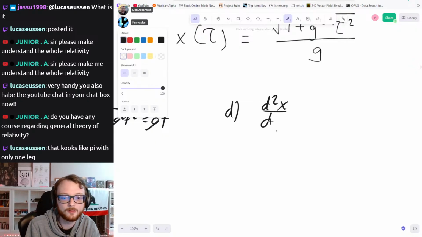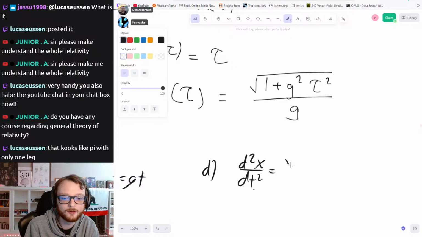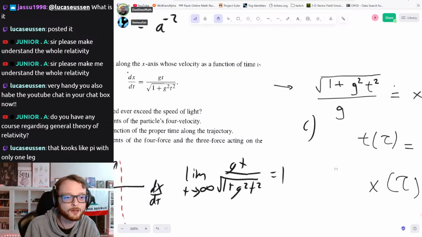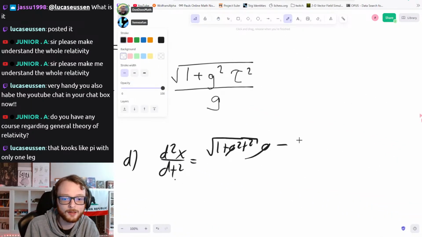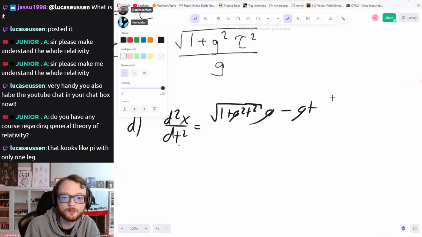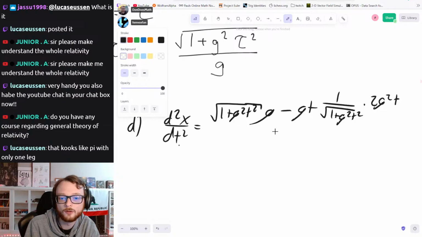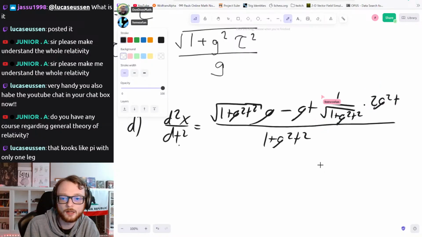Quotient rule. Low d high. Okay. Root 1 plus g squared t squared. d high is just g, minus high d low. 1 over root 1 plus g squared t squared, 2g t, g squared t. Maybe you don't need that 2. Yeah, it'll cancel.